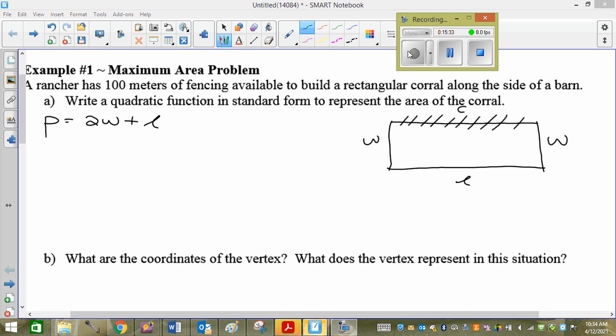What about our area in this case? What is our area equal to? Joy, what would our area equal in this case?